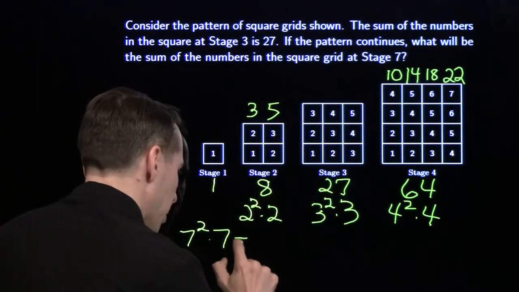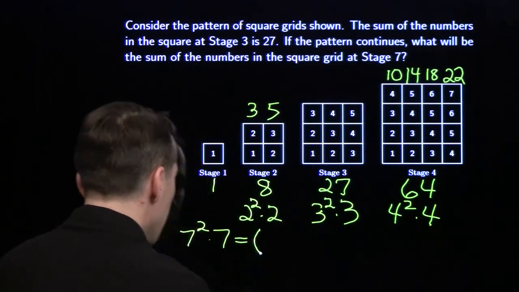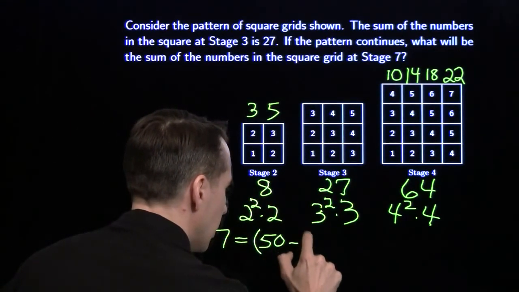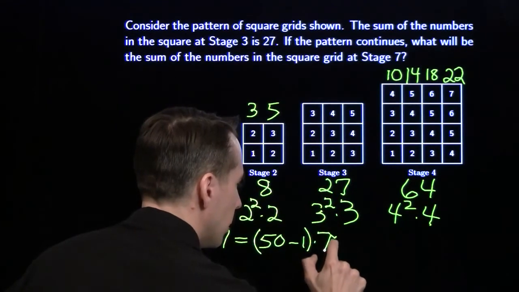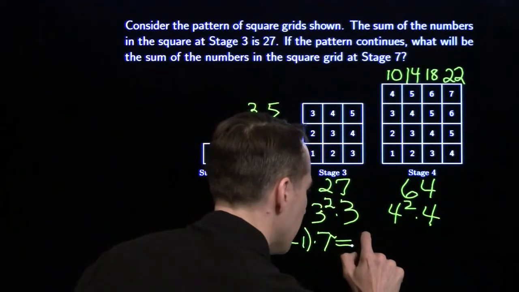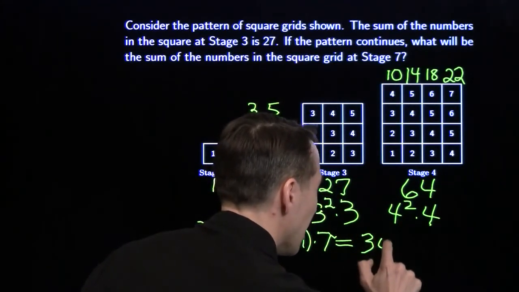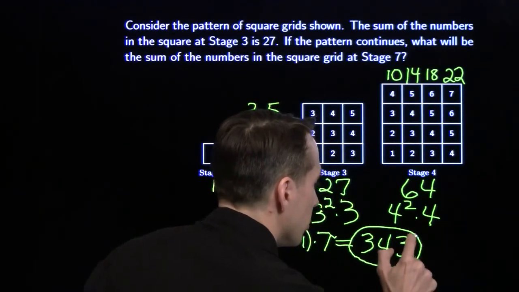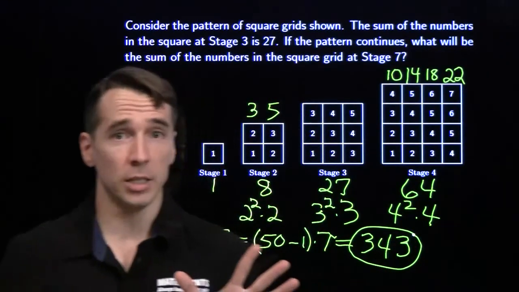And while you may have that memorized, I'm too old to memorize those things. 7 squared is 49. That's 50 minus 1 times 7. That gives me 50 times 7 is 350, minus 1 times 7, that's 7, gives us 343. So we solved another problem with our key strategy.